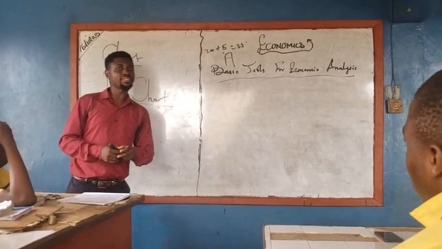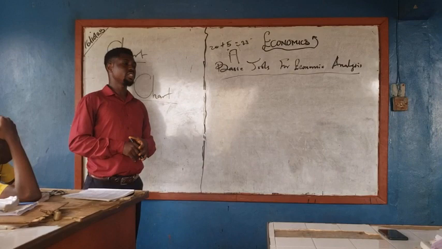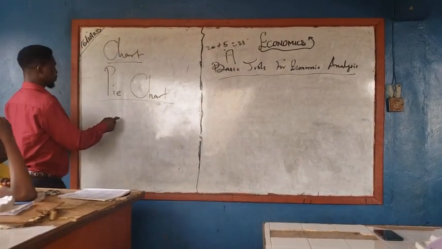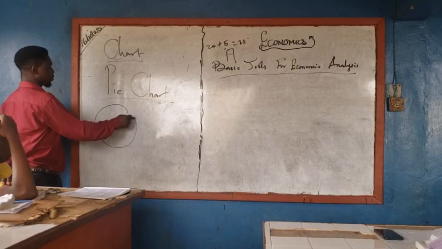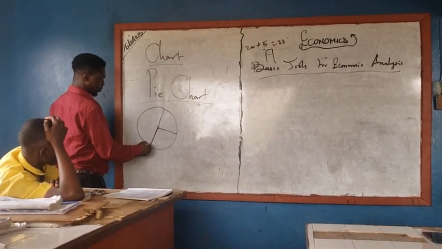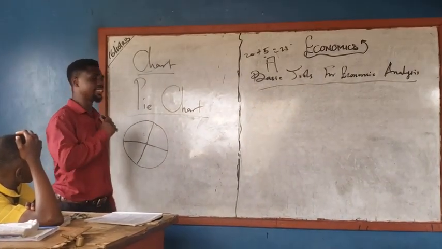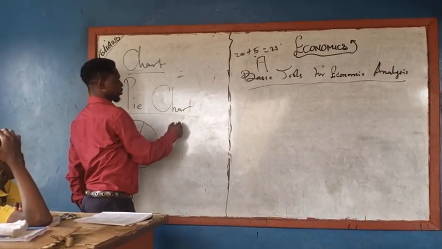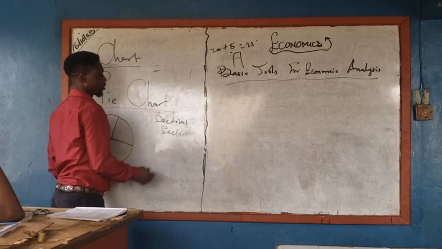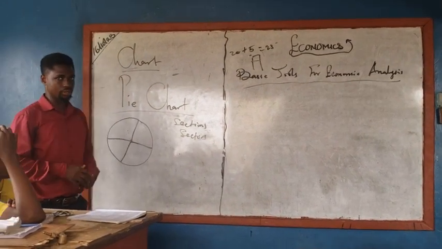A pie chart can be defined as a circle which is divided into sections or sectors with degrees. What does that mean?